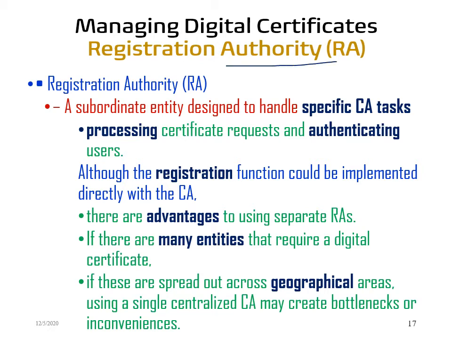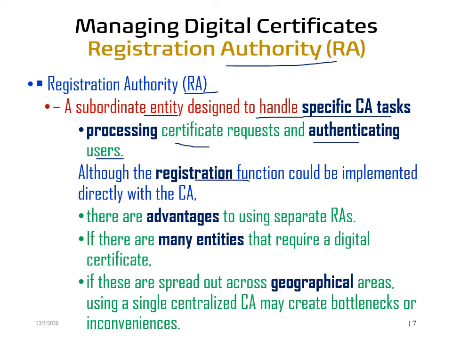The second component for managing the digital certificate is the registration authority. It is a subordinate entity designed to handle a specific task of the CA. We can consider the RA as a subordinate of the CA, handling specific tasks of the CA. It will process the certificate requests and authenticate the users. These are the duties of the RA.